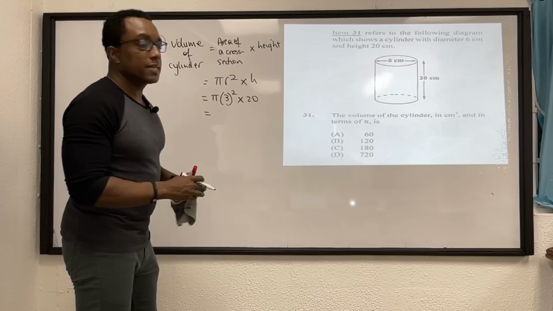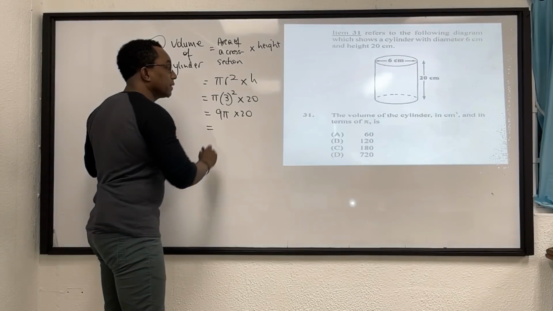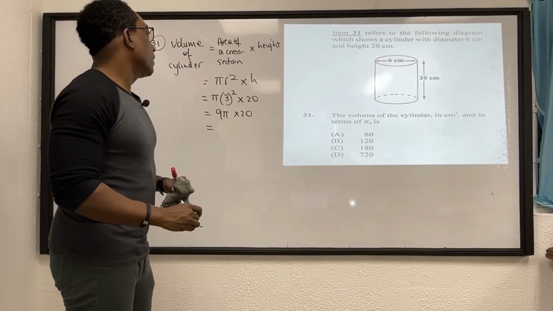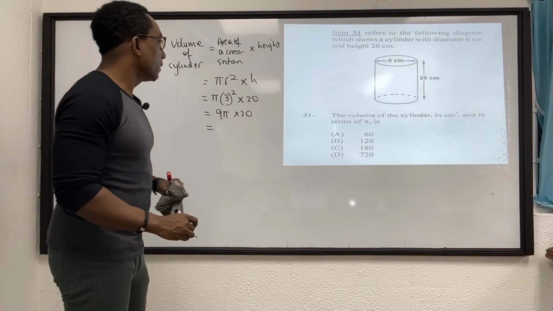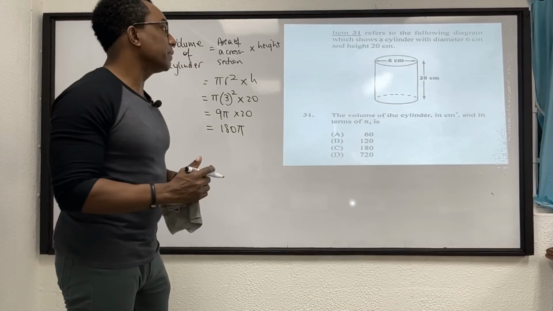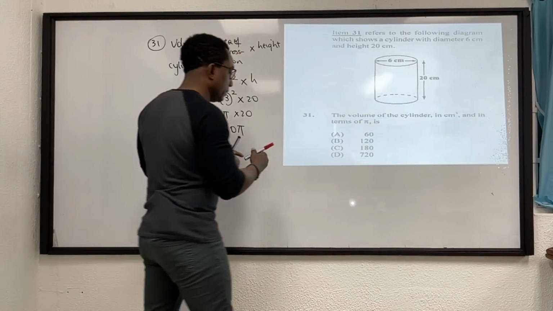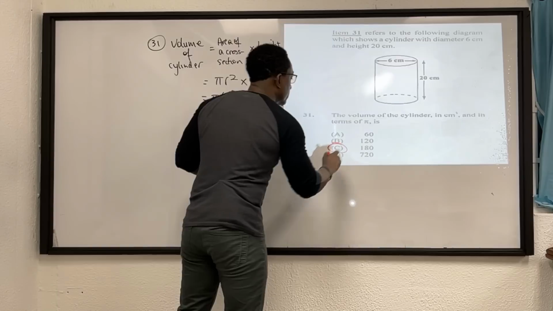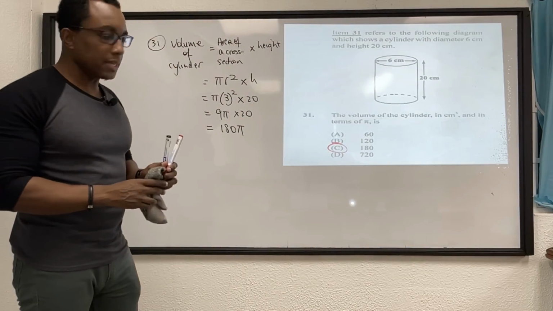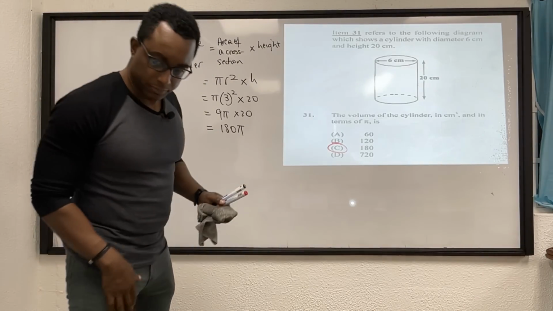And you know 3 squared is 9. 9 by pi is 9 pi, by 20. And 9 pi by 20 will give us 180 pi. So the volume of the cylinder in cm cubed and in terms of pi will be, for question 31, C. Let's look at question 32.